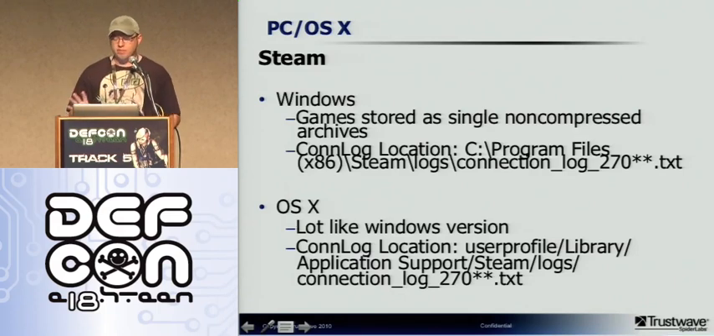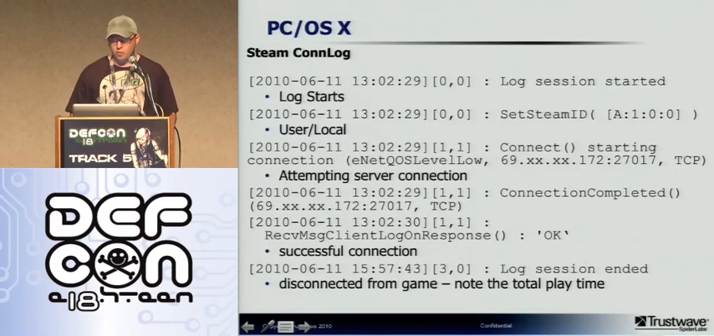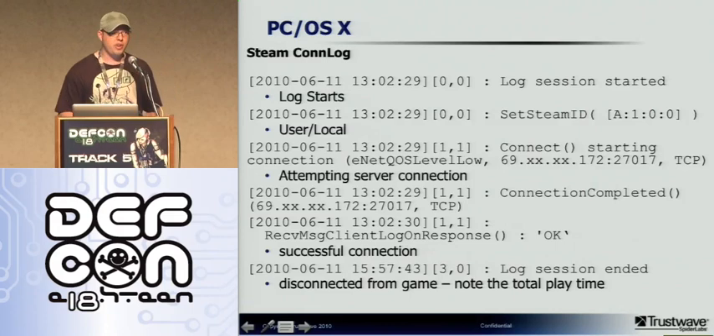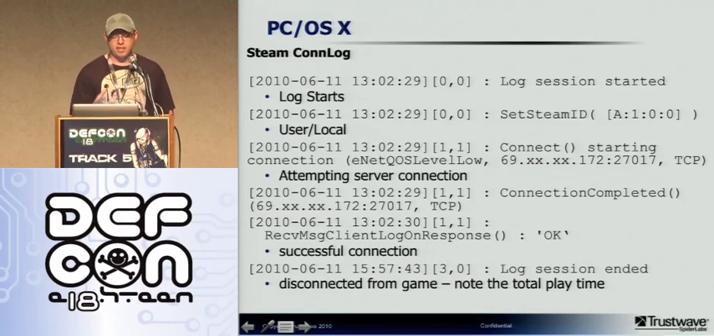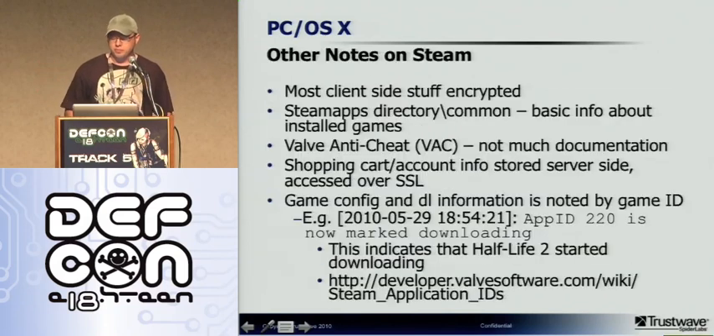OS X is a lot of the same, and the connection log directory is in a different location: user profile, Library, Application Support, Steam, logs. The connection log, for the user end, if you're connecting out, is what you're going to see. The log starts, this is your IP address, you started connecting, and the connection completes. You can get a good idea of how long they played on this particular system. So if you need to prove what actions were taking place on a system during this time and you have these logs available, you can say this person was playing Left 4 Dead 2 for 3 hours.